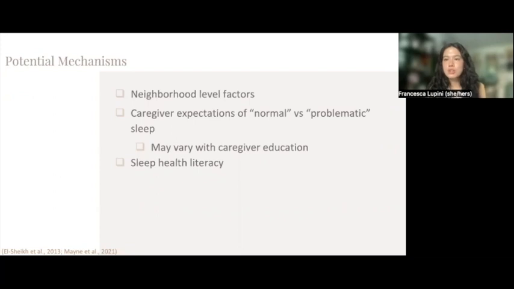So it could be that caregivers with higher levels of education have unrealistic expectations about what sleep looks like in early childhood, especially things like night awakenings. And lastly, although we didn't measure sleep health literacy in this study, it's possible that caregivers are unaware of certain sleep patterns that may be indicative of a global sleep problem simply due to lack of sleep health knowledge.